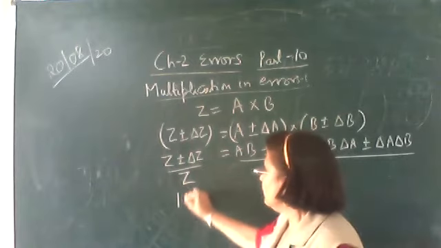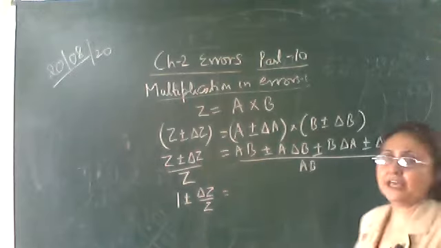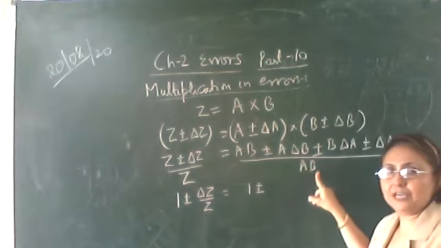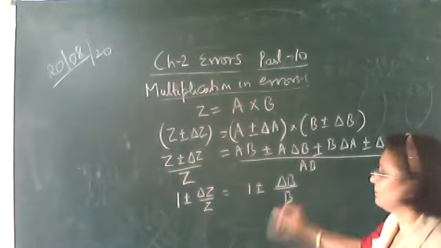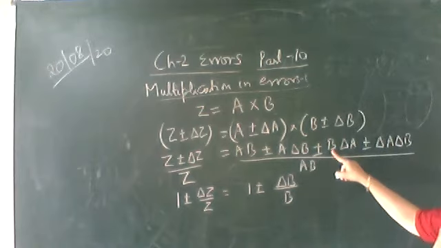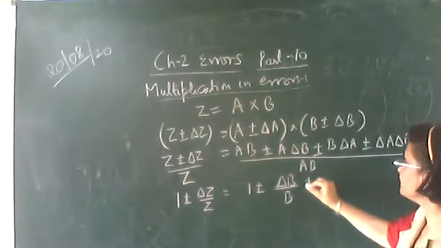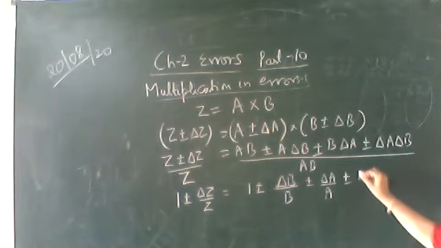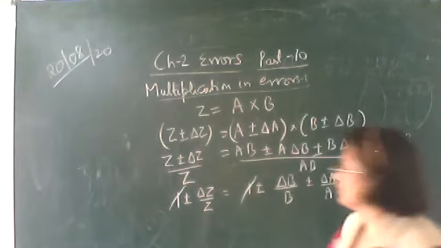So what do you get? 1 plus minus delta z upon z. Here the first term, ab upon ab, is 1. Plus minus a into delta b upon ab: a and a cancel out, and what remains is plus minus delta b upon b. The next term, plus minus b into delta a upon ab: b and b cancel out, and what remains is plus minus delta a upon a. Then the last term, plus minus delta a into delta b upon ab. 1 and 1 you can cancel out from both the sides.